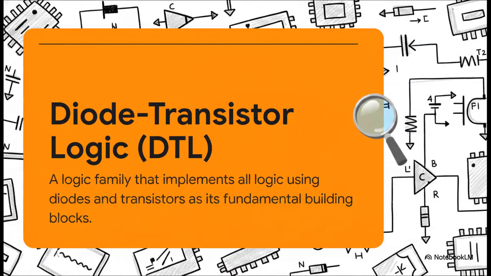So the technology at the heart of our little mystery here is diode transistor logic, or DTL for short. And just like the name says, it uses a combo of diodes and transistors to do all its logical heavy lifting. This was a really foundational technology back in the early days of integrated circuits, and understanding it gives us a fantastic peek into how digital electronics really got started.